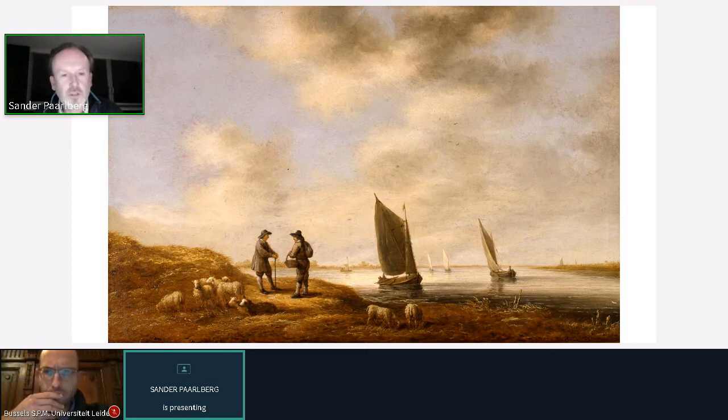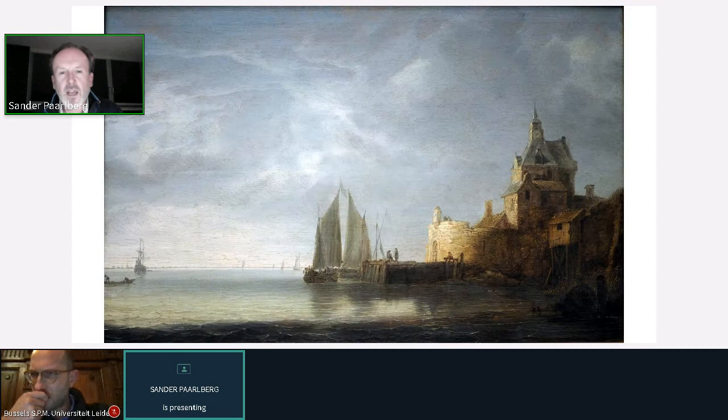So the early work by Aelbert Cuyp is very much inspired by Jan van Gooyen, and also by other painters, like, for example, Simon de Vlieger. This is a painting from the Hamburger Kunsthalle, and it shows a harbor scene. This is actually the Riedijkspoort, one of the main gates in Dordrecht.